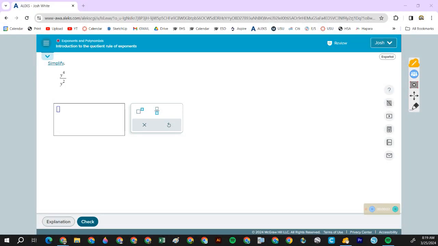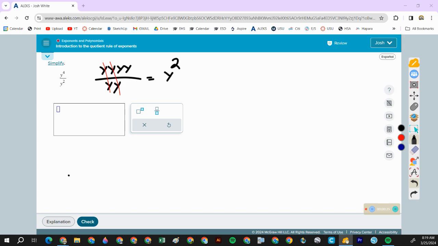This is 10.2. We're going to be dealing with the quotient rule in this problem. So y to the fourth over y squared. So that's y over a set of two y's. And then if we just cancel them, I end up with y squared on top and a 1 on bottom, which I don't need to write.